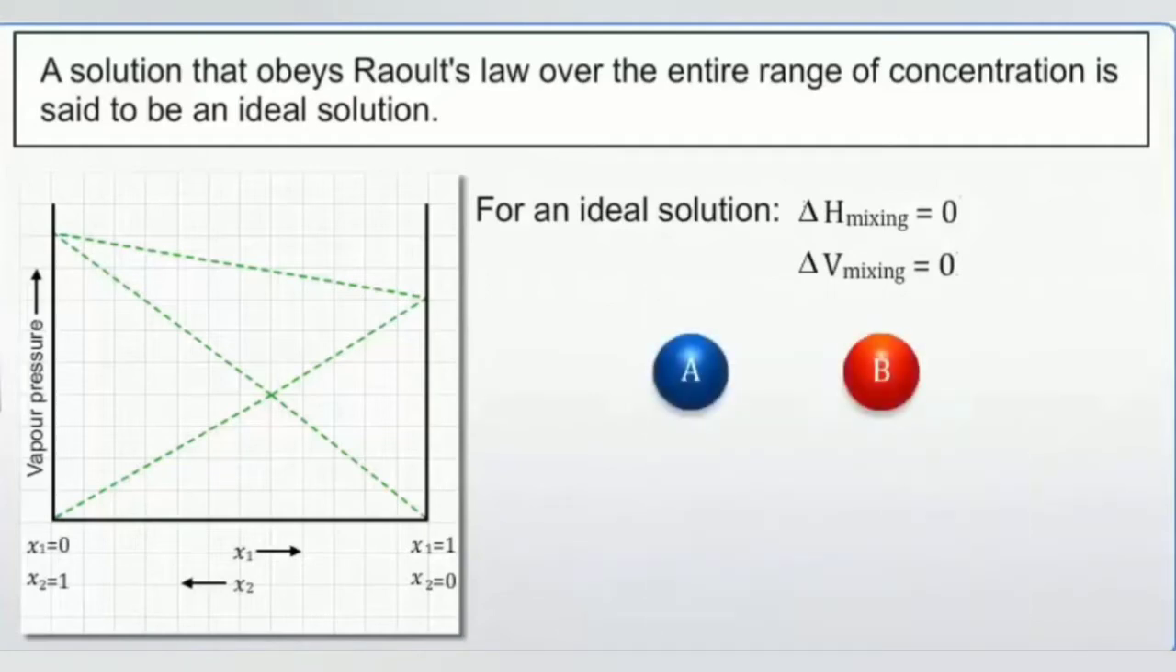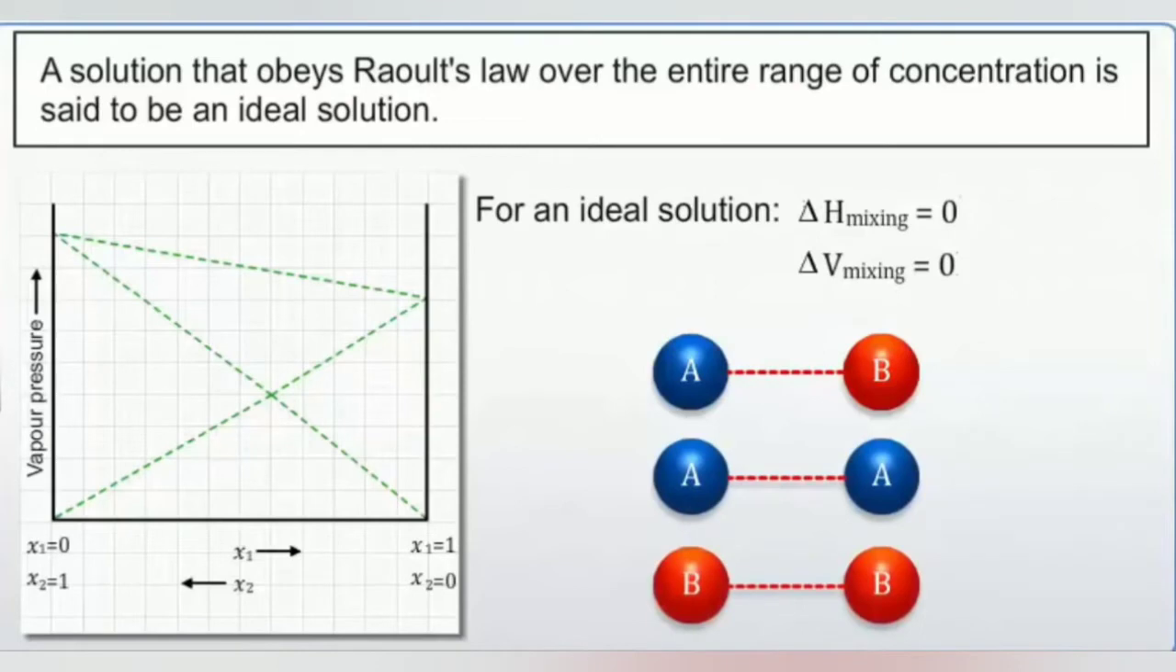At the molecular level, the ideal behavior can be explained in terms of the intermolecular attractions or interactions between the two components. If A and B are two components, then in an ideal solution, the magnitude of A-B interactions will be the same as the magnitude of A-A and B-B interactions.